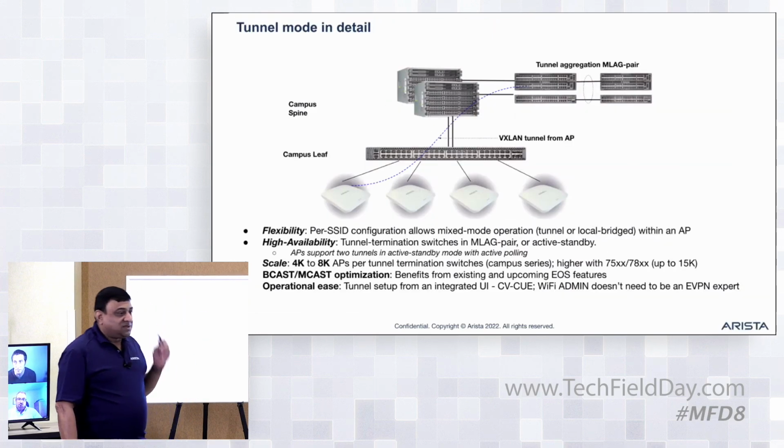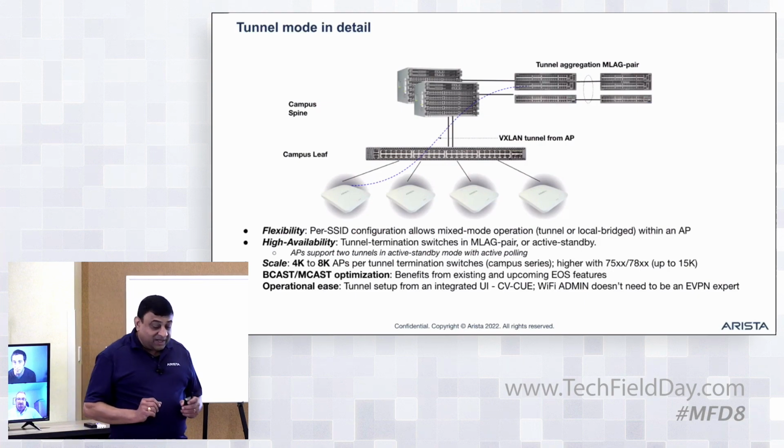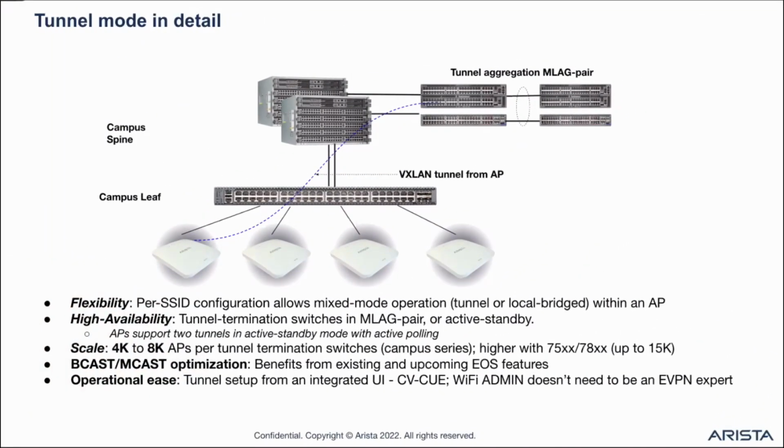Hopefully this answers your question on where this tunnel is terminated. So really what is happening here is the access points are connected to a campus leaf, campus spine, and one of our switches basically becomes a tunnel aggregation. The reason we are able to do that is the protocol that is running between the access point and the tunnel aggregation is nothing more than a simple VXLAN.